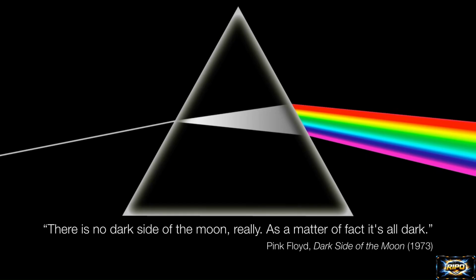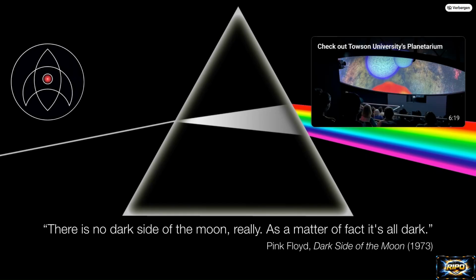And I think that's a great way to wrap up this presentation on the moon, because we have shown that there is no such thing as a dark side. In other words, yes, there is a dark side, but the near side of the moon is not always illuminated.